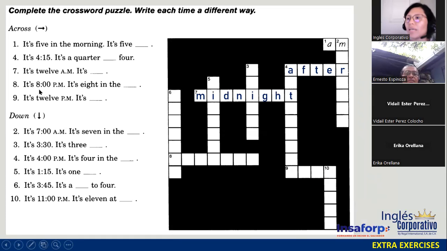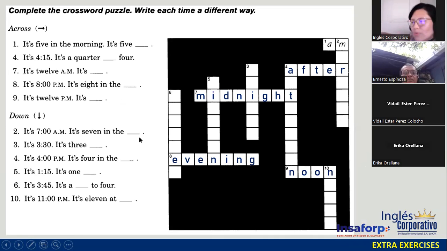What about number 8? It's 8 p.m. o it's 8 in the... night. In the night. ¿Otra palabra para decir noche? Evening. Muy bien, evening. Okay. Number 9. It's 12 p.m. or it's... Cuando son las 12 de la noche es medianoche. Cuando son las 12 p.m. es... Noon. Muy bien. Noon, excelente.